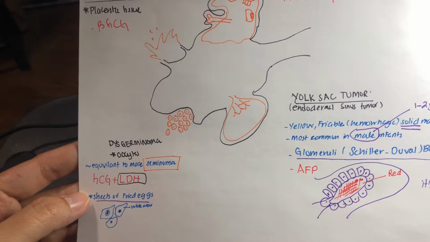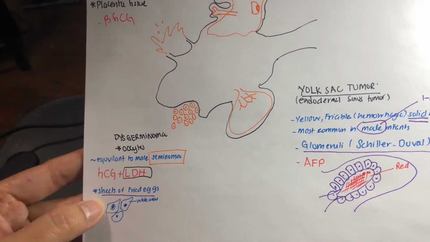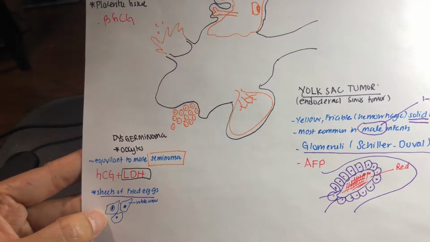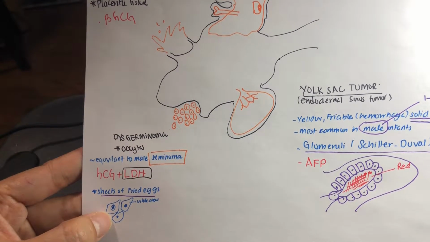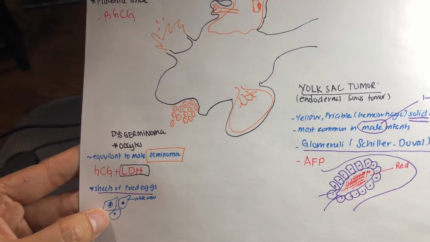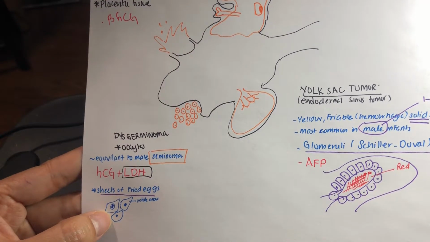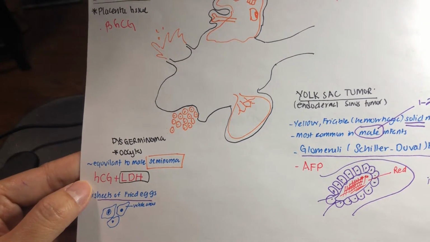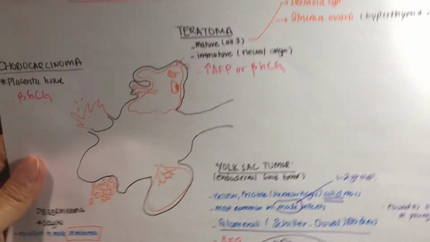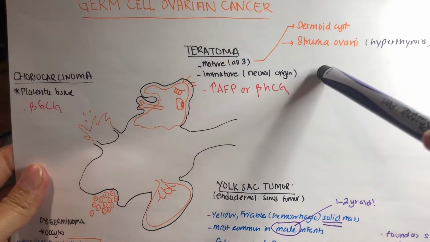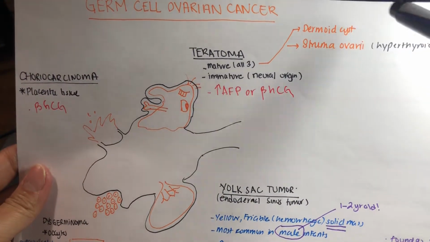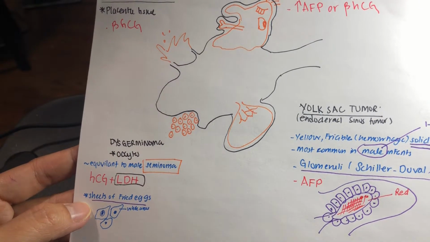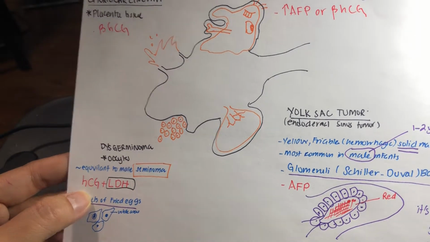Oocyte, what does oocyte remind you of? It's a fried egg. A fried egg has the nucleus in the center, right? And then the cytoplasm is clear. So it looks like a fried egg. The type of hormone you have to look for in dysgerminoma is beta hCG and LDH. The type of hormone you have to look for in teratoma is AFP or beta hCG.